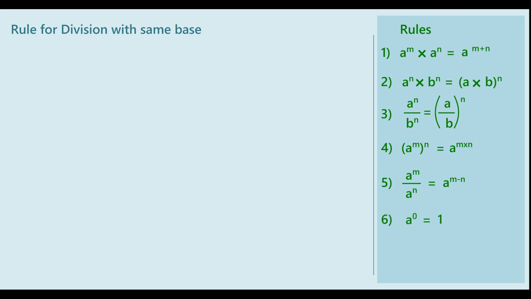Try to understand the meaning of this statement. When we say a raised to 1, it means simply a, or we can say it equals 1 into a. That is, 1 is multiplied by a once. Similarly, a square means a into a, or 1 into a into a. That is, 1 multiplied by a twice. So, a raised to 0 will mean that 1 is multiplied by a 0 times, and hence the result is only 1.